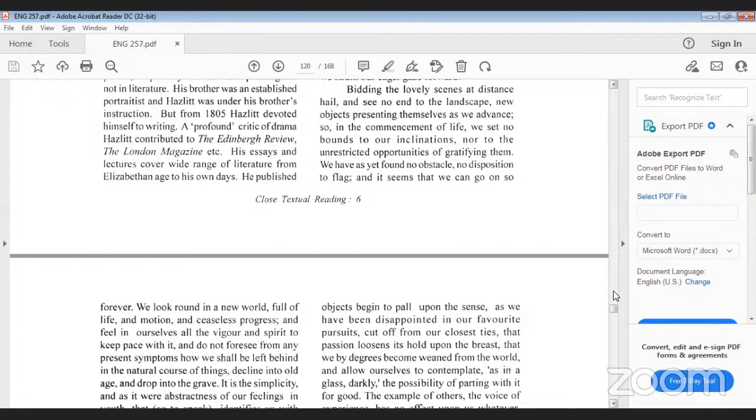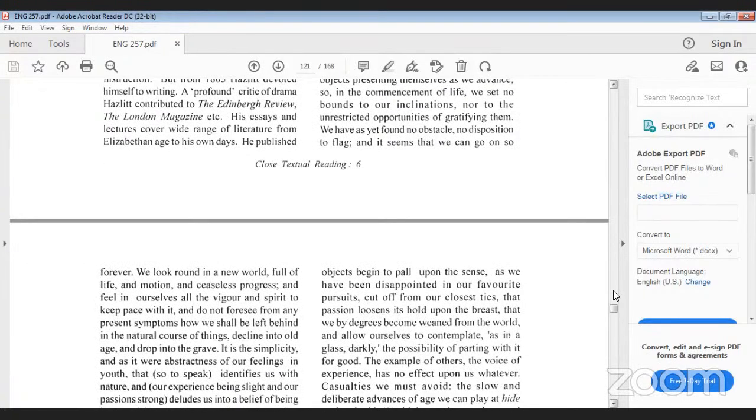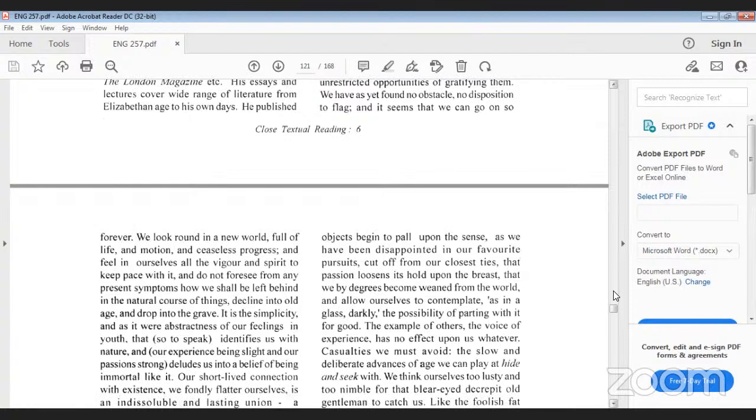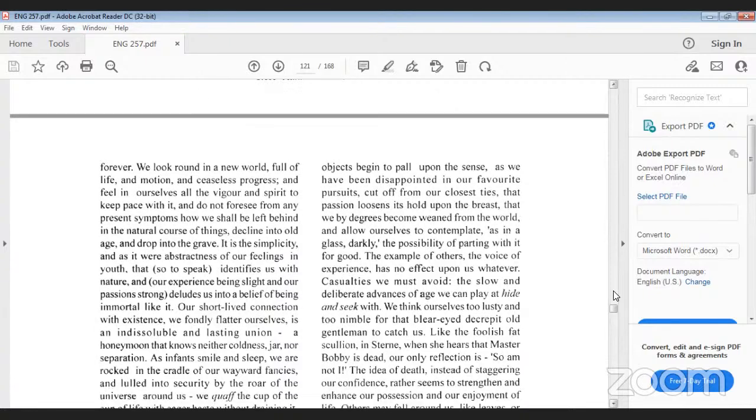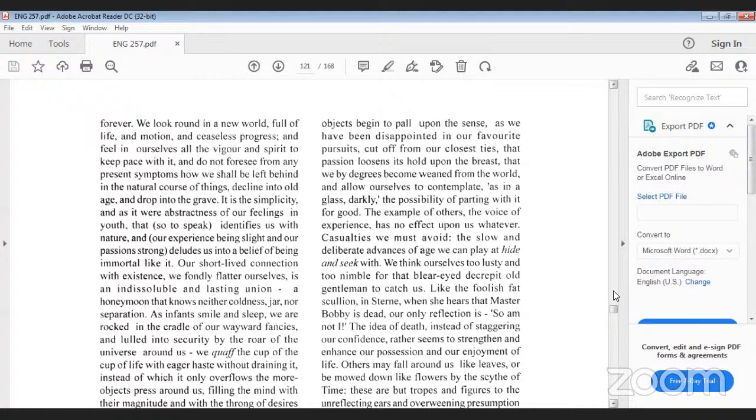As one advances in the commencement of life, we set no bounds to our inclinations, nor to the unrestricted opportunities of gratifying them. We have as yet found no obstacle, no disposition to flag, and it seems that we can go on so forever. We look round on a new world full of life and motion and ceaseless progress, and feel in ourselves all the vigor and spirit to keep pace with it, and do not perceive from any present symptom how we shall be left behind in the natural course of things, decline into old age and drop into the grave.